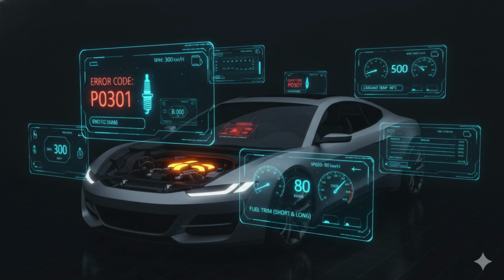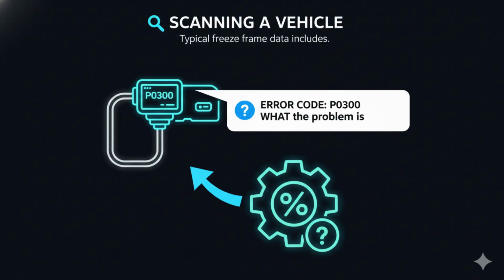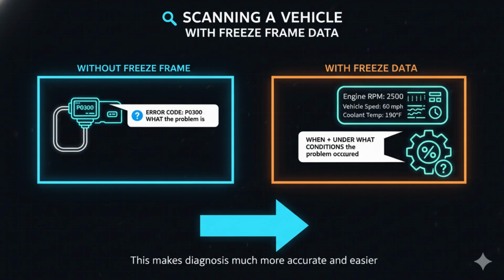Now, why is this important? Normally, when we scan a vehicle, we only get an error code. That tells us what the problem is. But with freeze frame data, we also understand when and under what conditions the problem occurred. This makes diagnosis much more accurate and easier.